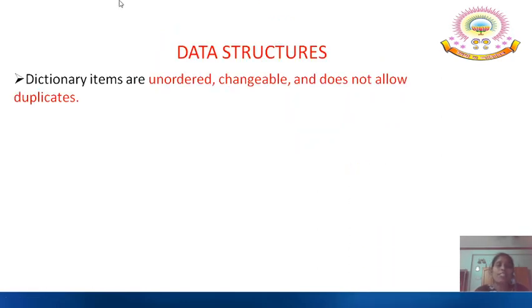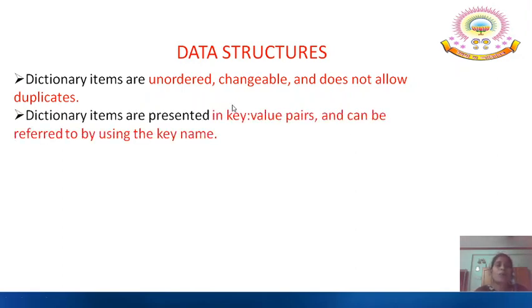Now dictionary items are unordered. They can be printed in any order, and they are changeable. That means you can add, remove or modify the elements, but it does not allow any duplicates. So these are presented in key and value pairs and can be referred to using the key name.